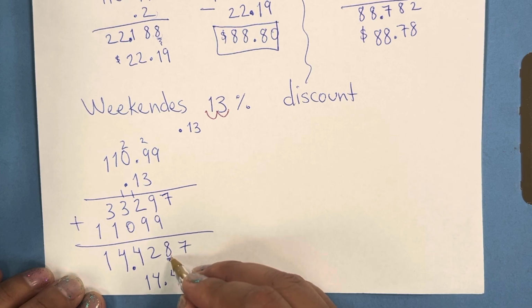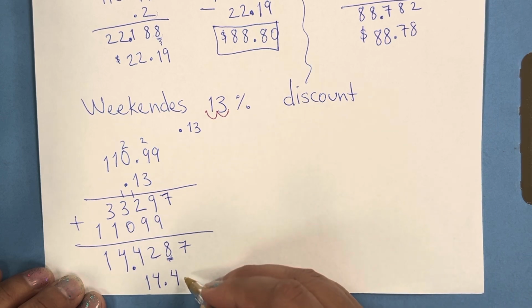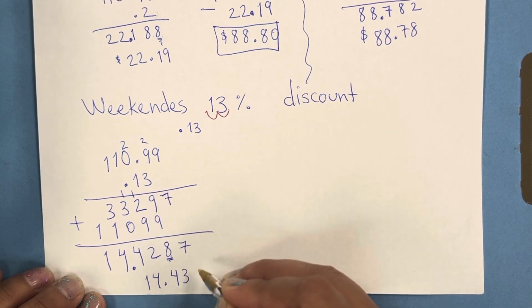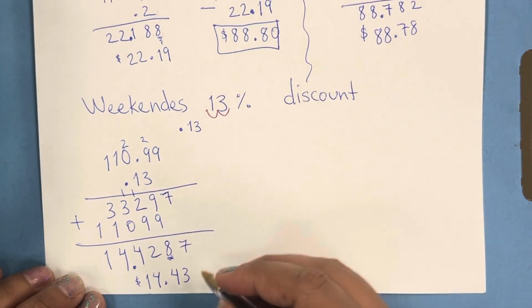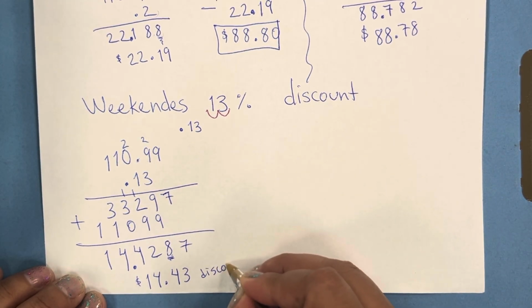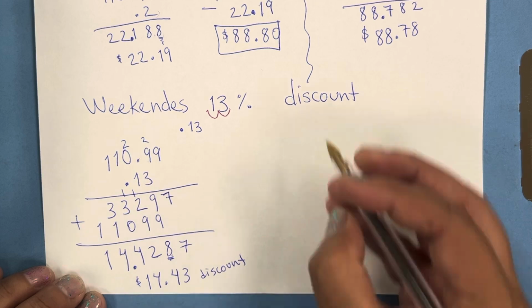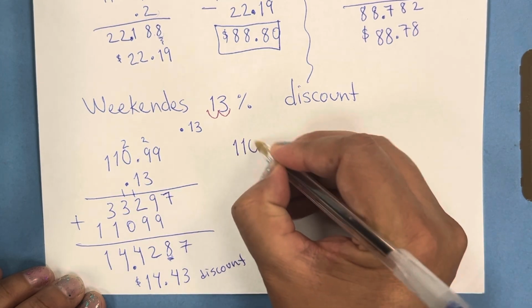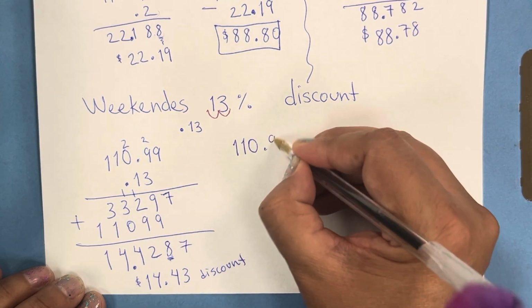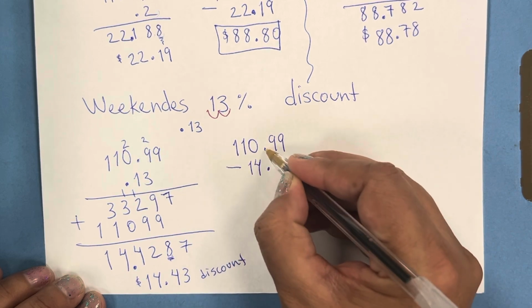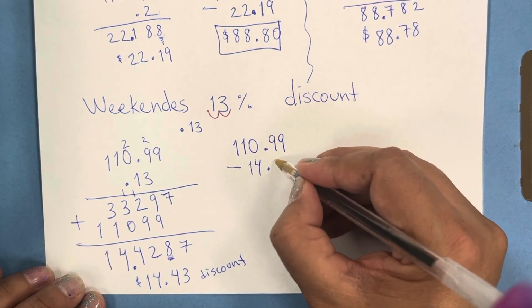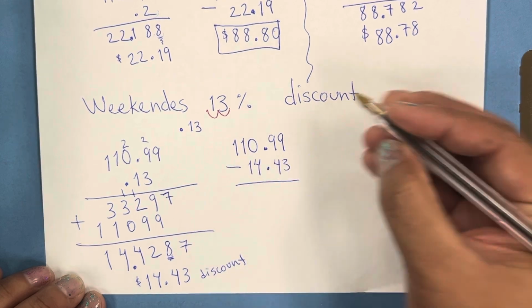Remember that 5 or more in the thousandths gives 1 to the hundredths. So instead of 2, it will be 3. That's my discount. Okay. Now this is the discount. We're going to take that off from the initial price, which is $110.99, minus 14.43, aligning the decimals in subtraction.